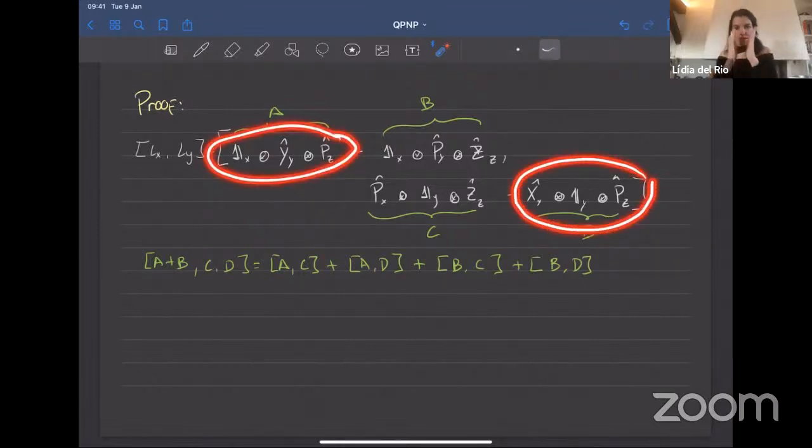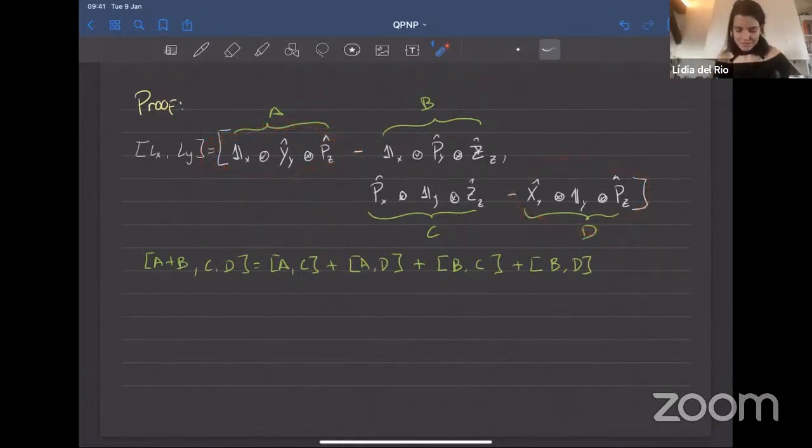So we can look at it subsystem for subsystem. On the first subsystem, we have identity and X, these commute. On the second subsystem, we have Y and the identity, these commute. On the third subsystem, we have PZ and PZ. An operator always commutes with itself. So then this term is zero. So this one is zero.